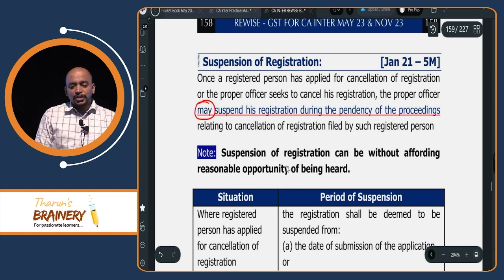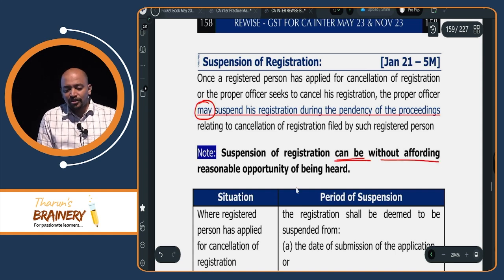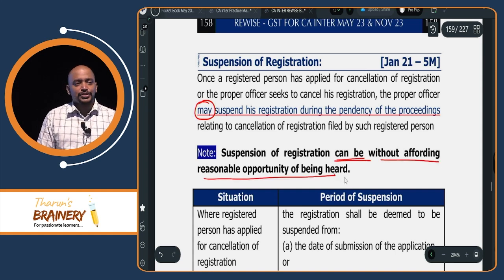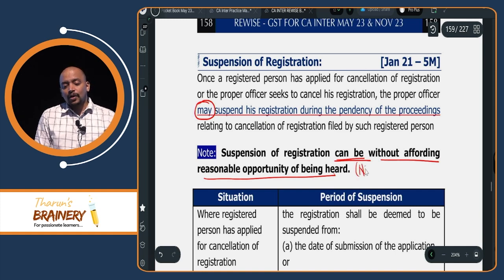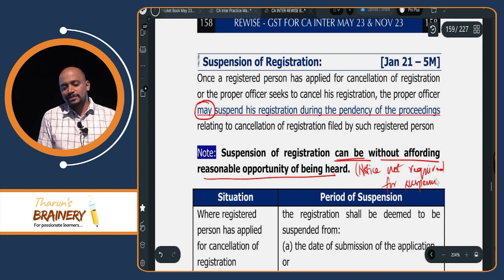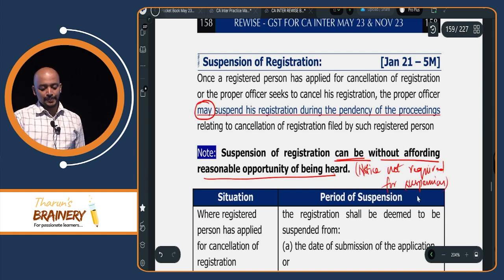Now, does suspension of registration require any notice? No. Suspension of registration can be without affording any reasonable opportunity of being heard. Means what? Is notice required for suspension or not? Notice is not required for suspension.